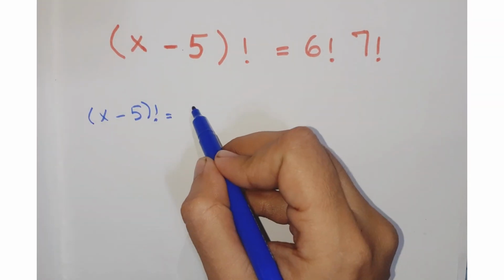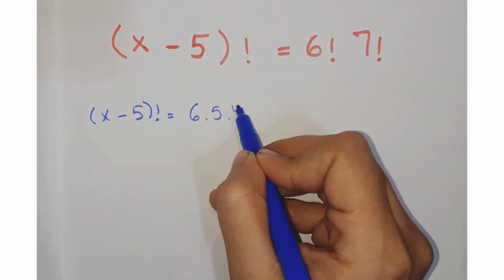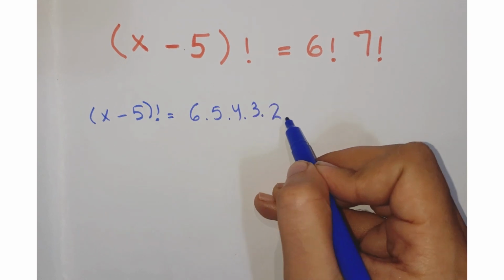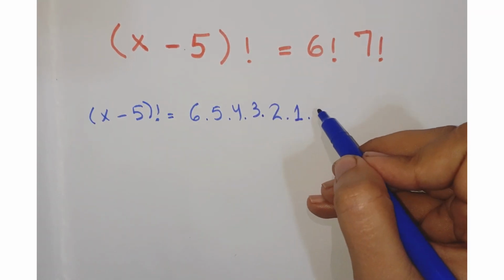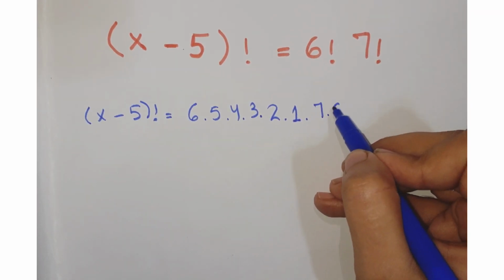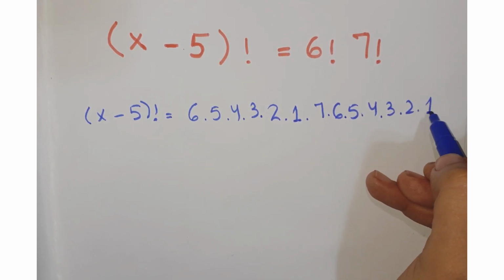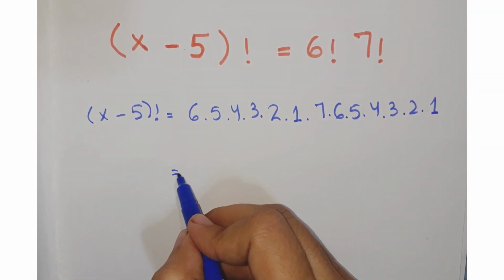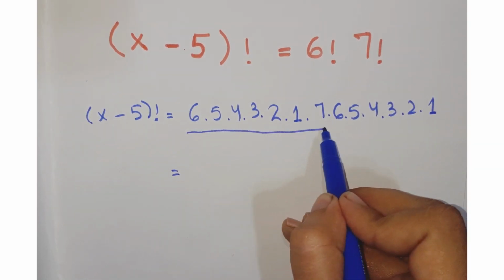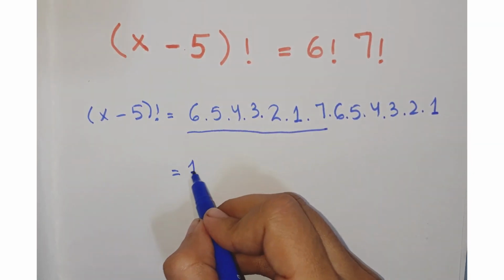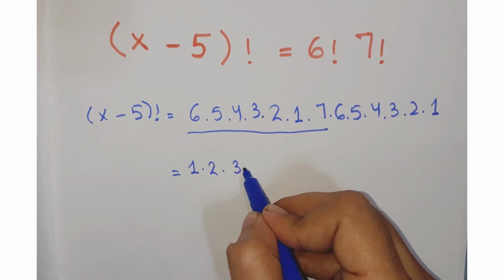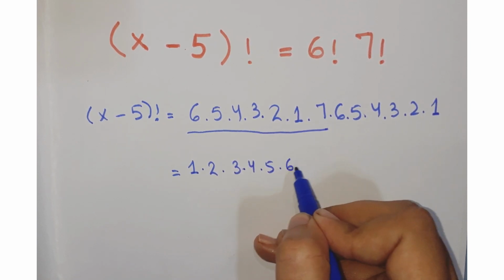You can write 6! as 6 × 5 × 4 × 3 × 2 × 1. Similarly, 7! can be written as 7 × 6 × 5 × 4 × 3 × 2 × 1. Now, write these 7 values in ascending order: 1 × 2 × 3 × 4 × 5 × 6 × 7.